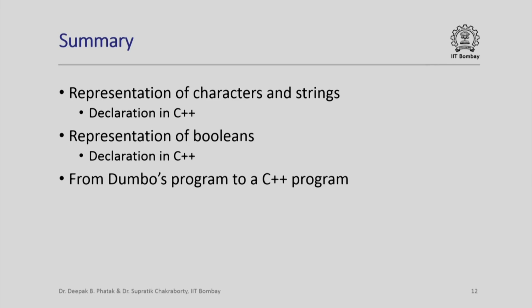So in summary, what did we study today? We saw the representation of characters and strings and their declaration in C++. We saw representation of Booleans and their declaration in C++, and we saw an example of how from Dumbo's program we can go to a C++ program.